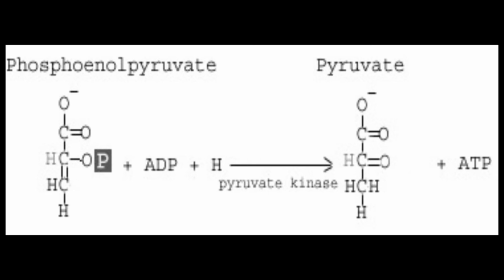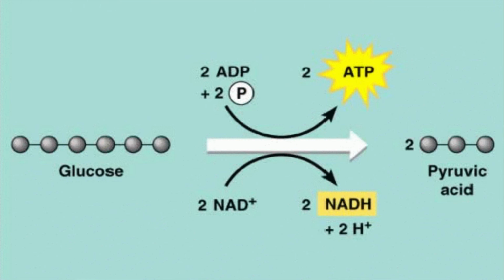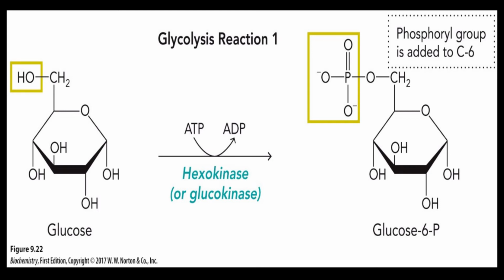Since this happens twice, we have a gain of 2 pyruvic acids and 2 ATP molecules. To summarize, the net products of glycolysis are 2 pyruvates, or pyruvic acids, 2 NADH, 2 ATP, and 2 hydrogen atoms. In metabolic pathways, enzymes that catalyze irreversible reactions are usually sites of control.